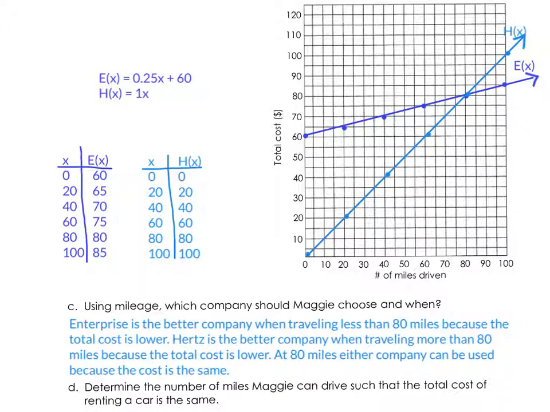So then I just wrote, Enterprise is the better company when traveling less than 80 miles because the total cost is lower, and Hertz is the better company when traveling more than 80 miles because the total cost is lower. At 80 miles, either company can be used because the cost is the same.